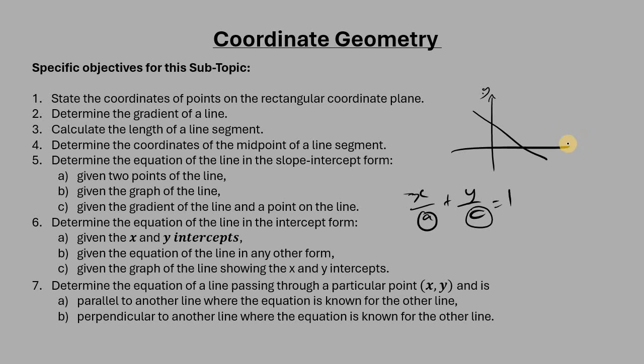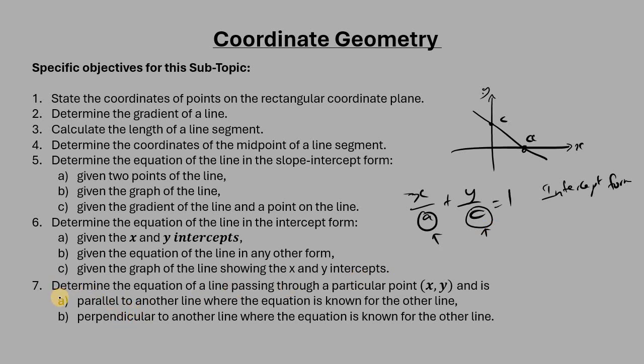So here we have our x and y axis. This point here is the c, the y-intercept. And this point here, A, is our x-intercept, where it cuts the x-axis. All right? And it's always equal to 1, by the way, for the intercept form. Again, the intercept form has 2 intercepts, right? The x-intercept and the y-intercept.